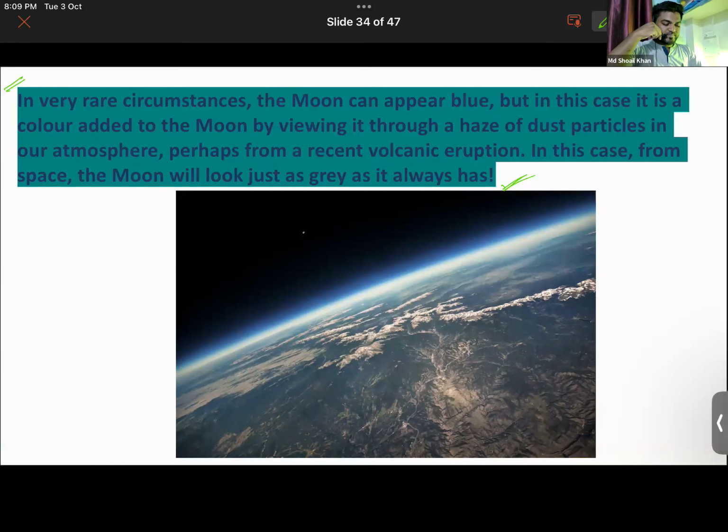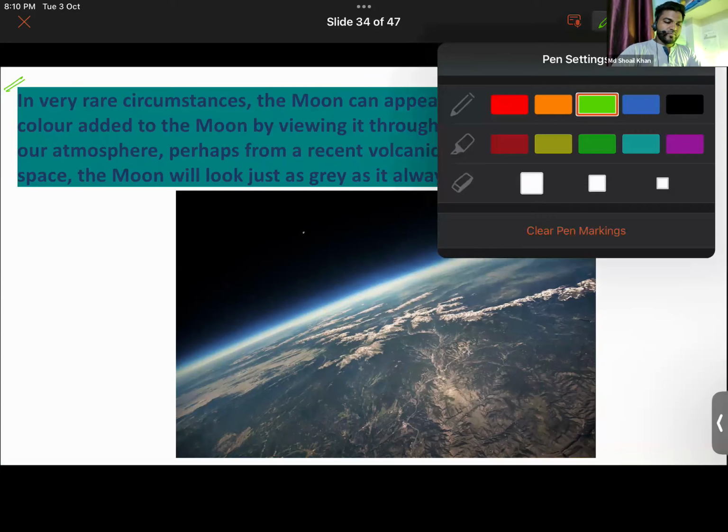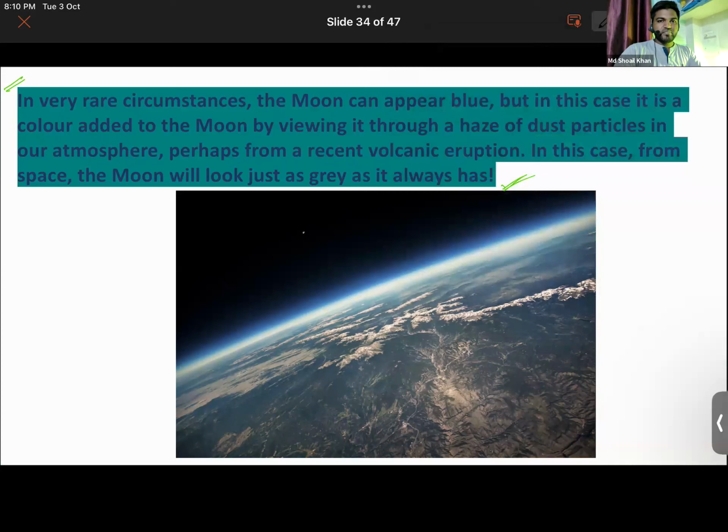Ahmed, please explain this paragraph which Arhan has just read. Ahmed, you explain it. Okay. So, in very rare circumstances, the moon can appear in its true form. Ahmed, you don't have to read it again. Just explain it. What you get from it. Okay. The blue moon can appear with. Look here. Arhan, would you like to explain? Yes, sir. Go on.